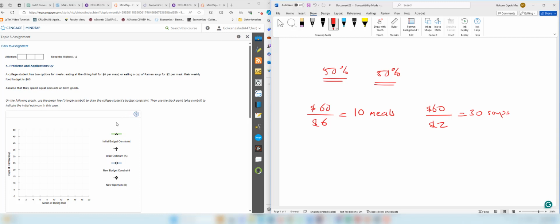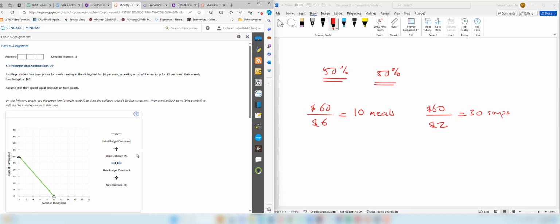So let's go here. Let's first choose this line. And we know that if we spend all the money on dining meals, you get this much, right? 10 meals, 0 ramen noodles. If we spend all on ramen noodles, we get this much. So this is our budget constraint. So we draw the budget constraint.